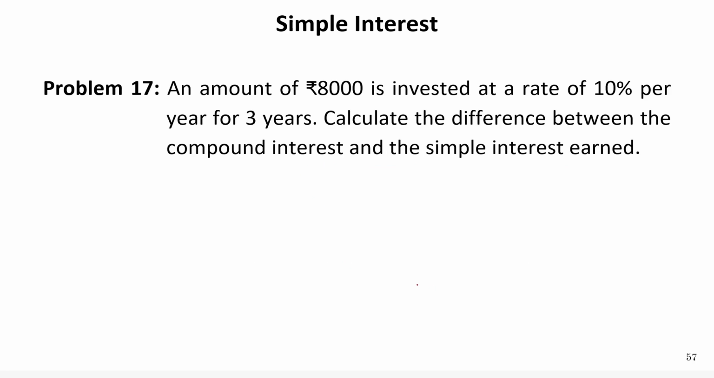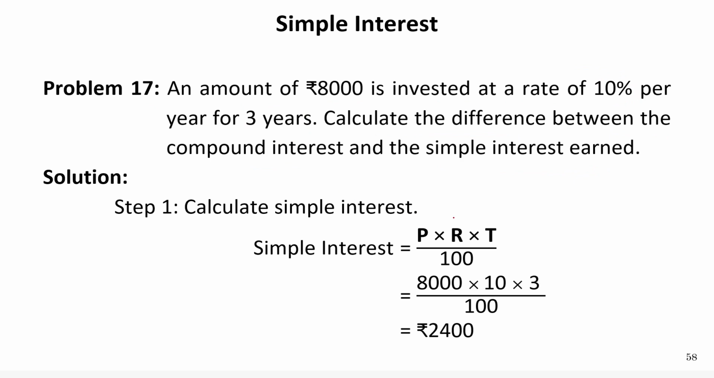Okay. So let's see problem number 17. An amount of 8,000 is invested at a rate of 10% per year for 3 years. Calculate the difference between the compound interest and the simple interest. Calculating the simple interest is PRT by 100, where R is given in percentage form. P is the principal amount, R is the rate of interest, T is the time period. 8000 into 10 into 3 by 100, so 2400.